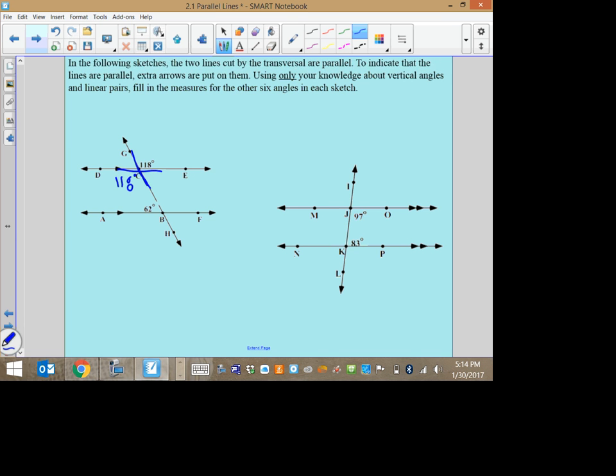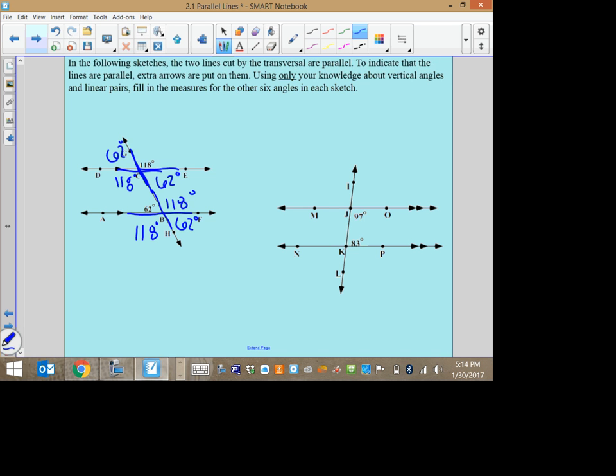Angle ECB forms a linear pair with 118, so that's going to be 62 degrees. And again, its vertical angle here, DCG, is also 62 degrees. Down here, we have angle CBA is 62 degrees, so that means its vertical angle is 62 degrees. It forms a linear pair with angle CBF, so that is 118 degrees, and its vertical angle is 118 degrees.